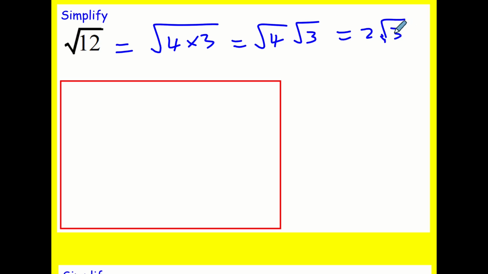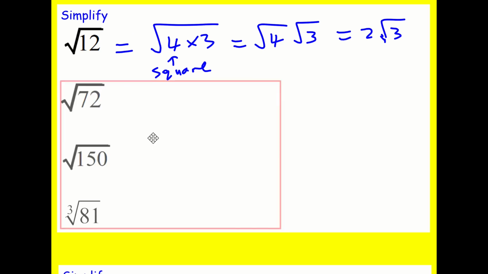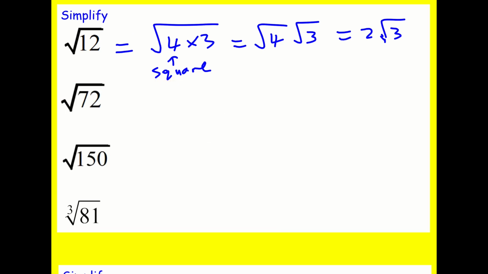I've got something inside the root that doesn't have a nice factor that goes into it, like a square number, and something outside. I've gone with 4. I basically looked for a square number because that's why I didn't do 6 times 2, because neither 6 nor 2 are square numbers. So square number here. All right, I want you to have a go at these 3 questions here. Pause the video.